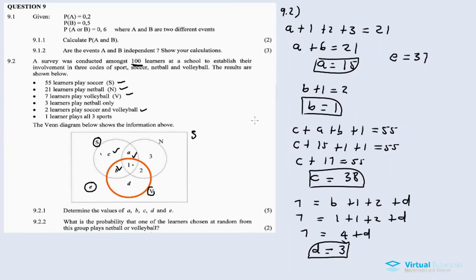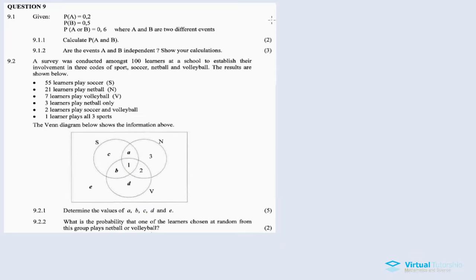So you need to set up equations to find the unknown values. 9.2.2: what is the probability that one of the learners chosen at random from the group plays netball or volleyball, right? So for 9.2.2, let's erase this so that we can answer the question. So 9.2.2, now we want the probability of netball or volleyball, netball or volleyball, right?